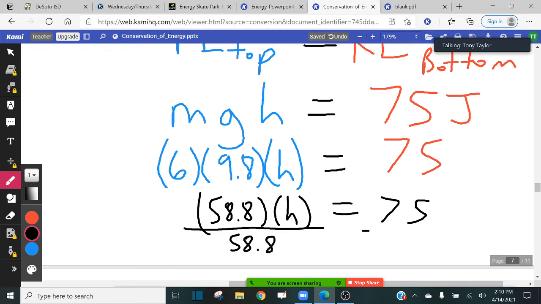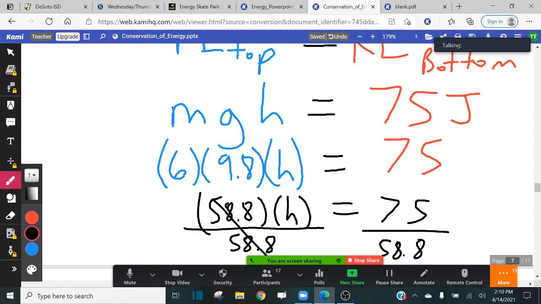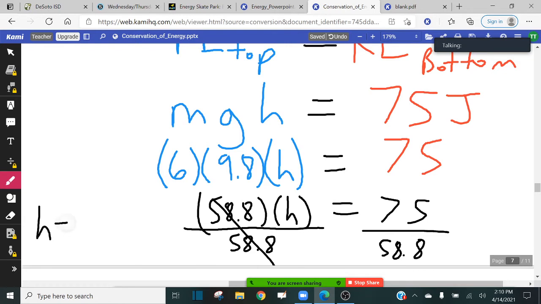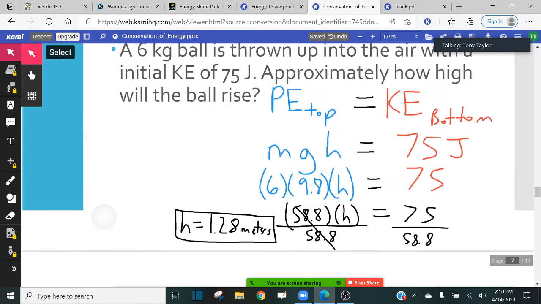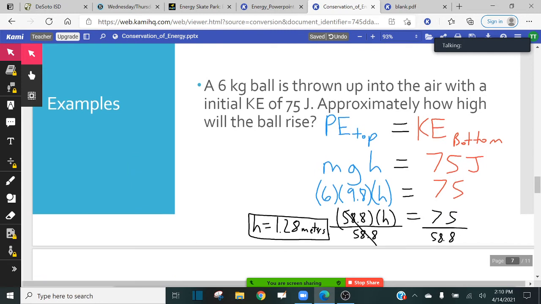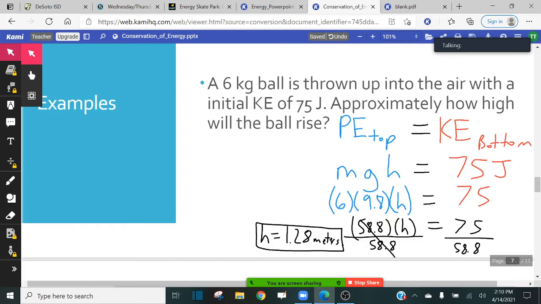And can someone tell me what y'all get when y'all did that? Thank you, Iman. So yes, Iman said that the height is 1.28 meters. Iman, that's exactly what I got on my worksheet. So that's what I got for h. Any questions there? Right, because the problem says approximately how high will the ball rise. So all we did here was solve for h.